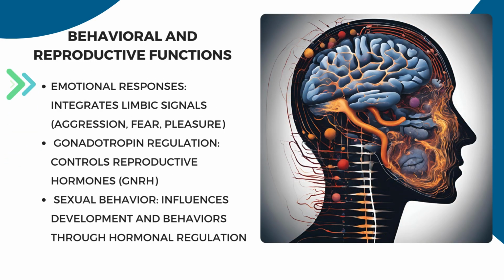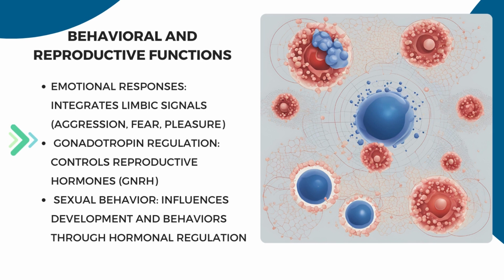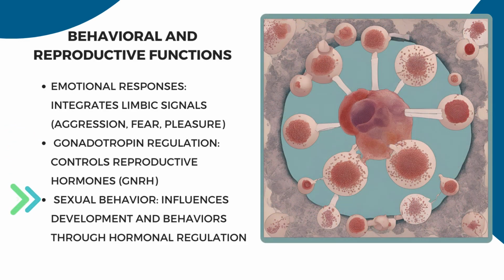Emotional responses. It integrates signals from the limbic system to influence emotional behaviors like aggression, fear, and pleasure. Reproductive functions. Gonadotropin regulation. It controls reproductive hormones through the release of gonadotropin-releasing hormone. Sexual behavior. It influences sexual development and behaviors via hormonal regulation.